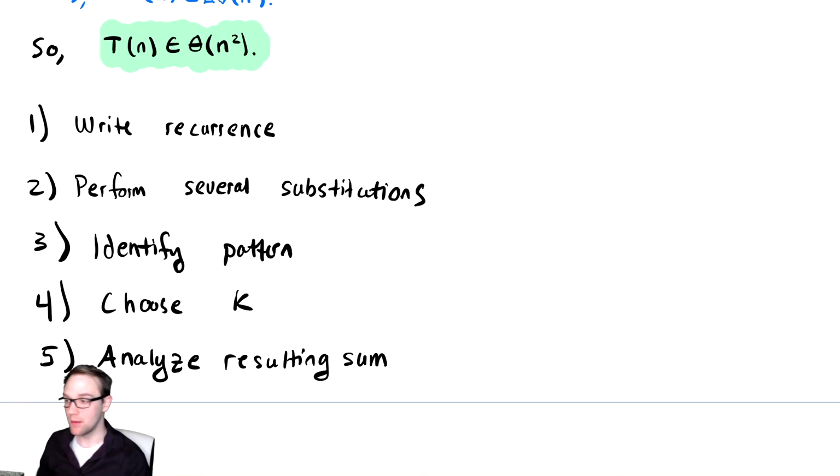Depending on the exact problem, some steps may be harder than other ones. The choosing k is always going to be relatively straightforward. The other ones are usually a little more complicated, and depending on the particular problem, can be easy to hard or anything in between.